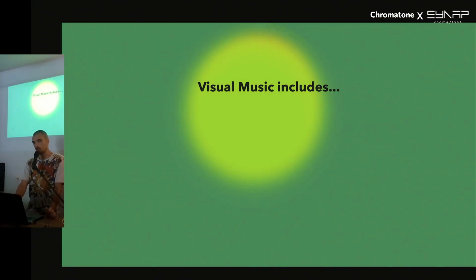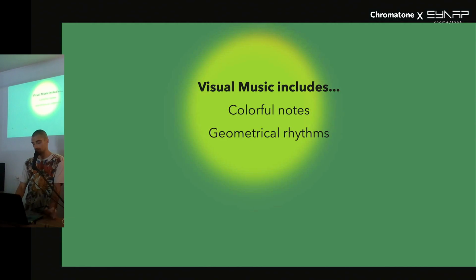What can you imagine if you think about visual music? Colorful notes was my first idea. Let's take those black and white circles and make them red, green, and blue. Then came geometrical rhythms. If we have a cycle of time, we can put some points on this circle, and by connecting those points we get square rhythms, triangular rhythms, pentagonal rhythms.